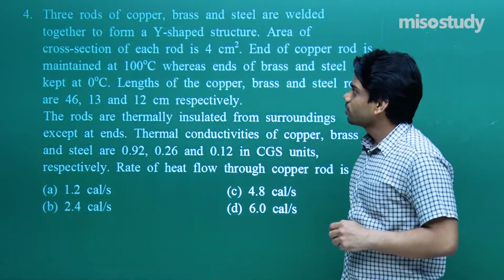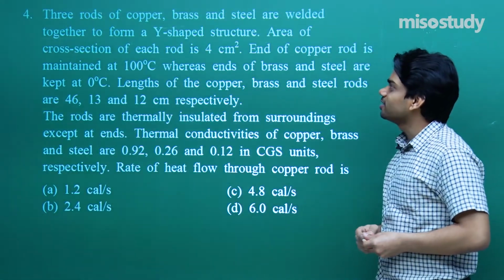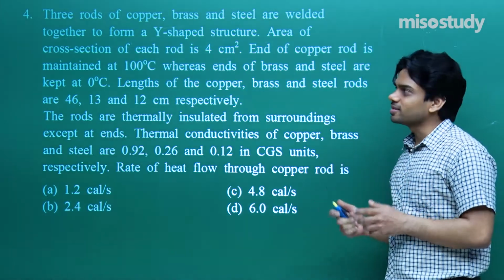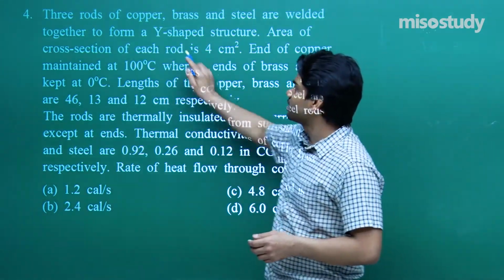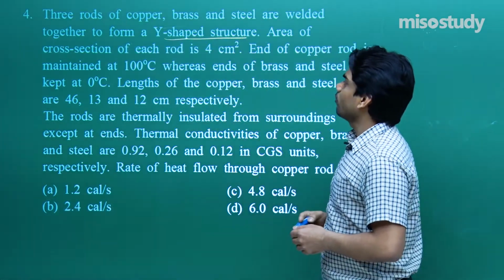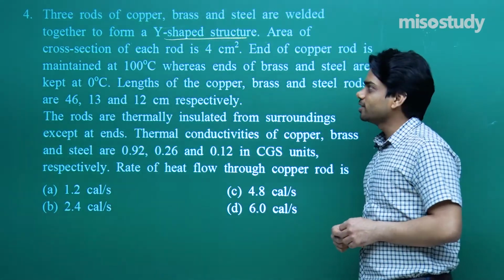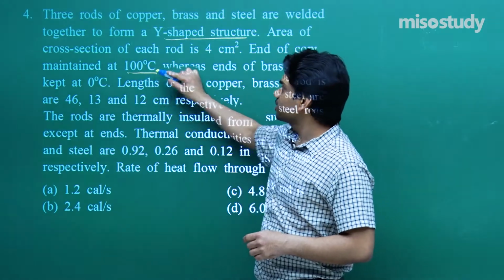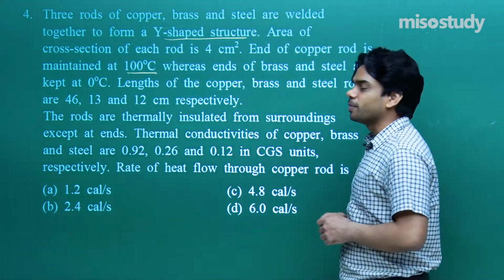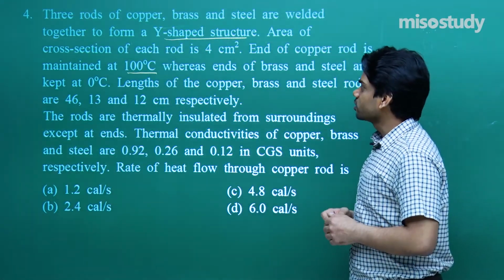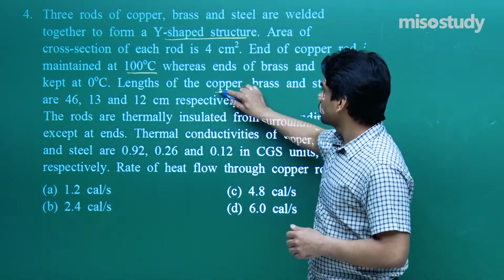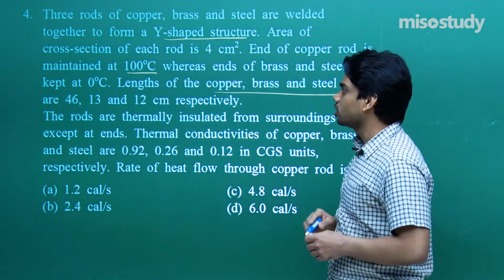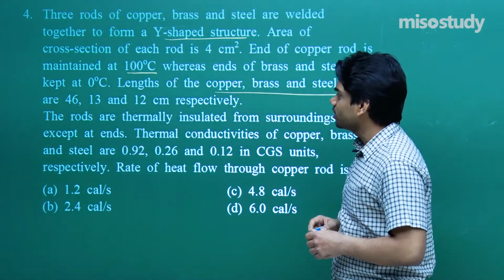Question number 4. 3 rods of copper, brass and steel are welded together to form a Y-shaped structure. Area of cross section of each rod is 4 square centimeter. End of copper rod is maintained at 100 degrees Celsius, whereas ends of brass and steel are kept at 0 degrees Celsius. Lengths of the copper, brass and steel rods are 46, 13 and 12 centimeter respectively.